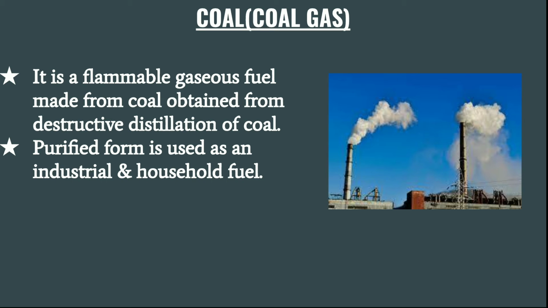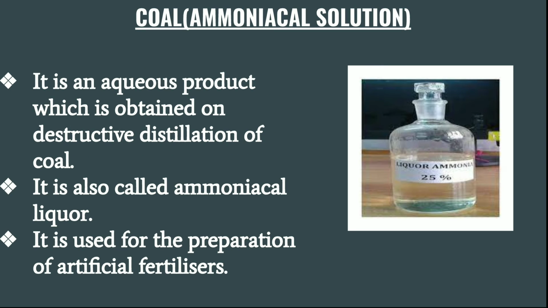Next, coal gas. It is an inflammable gaseous fuel which is made from coal by destructive distillation of coal. And it is the purified form of coal gas that is used as industrial and household fuel. Now we come to ammoniacal solution. It is also a byproduct of this destructive distillation of coal. It's an aqueous product, also called ammoniacal liquor, and it is used for the preparation of artificial fertilizers.